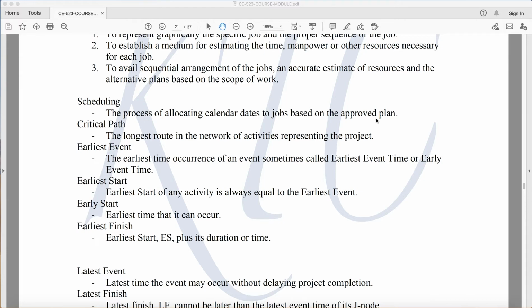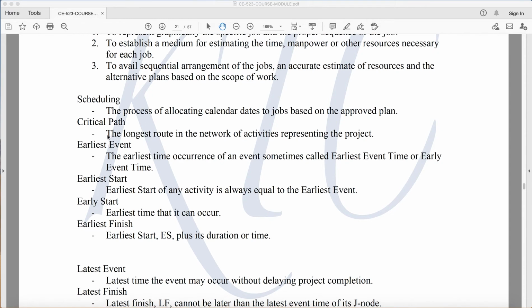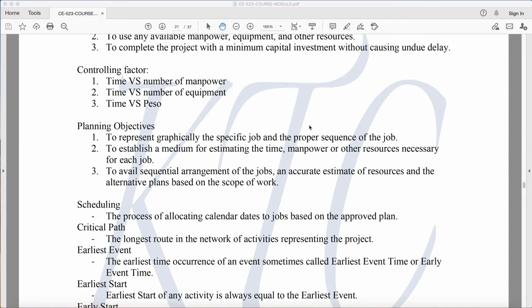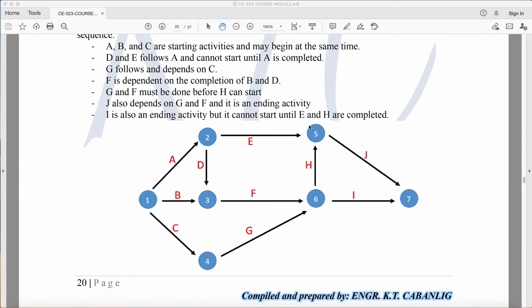That is scheduling. Next would be a critical path. So critical path, it is the longest route in the network of activities representing the project. When we say longest route, it is the longest possible time. Okay? So, if this is my network diagram, kung sino dito sa mga path na to ang makapagbibigay sa akin ng pinakamahabang duration, then that would be the duration of the entirety of the project.